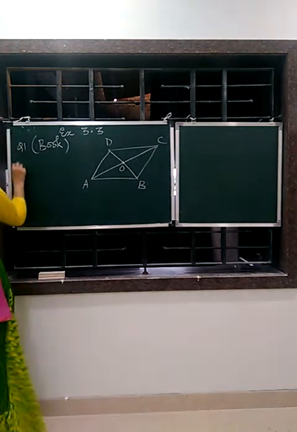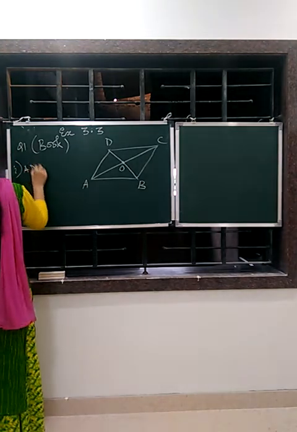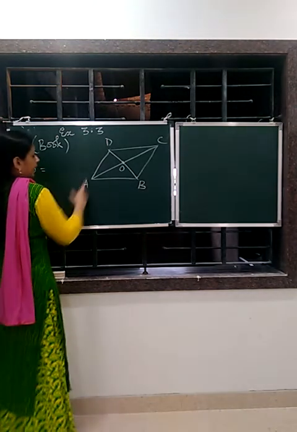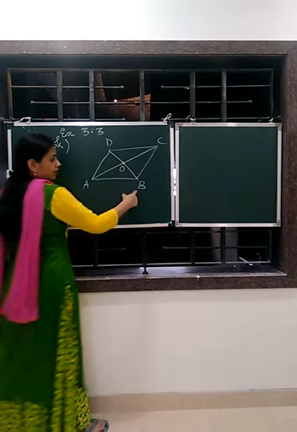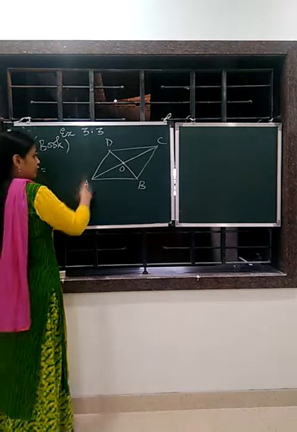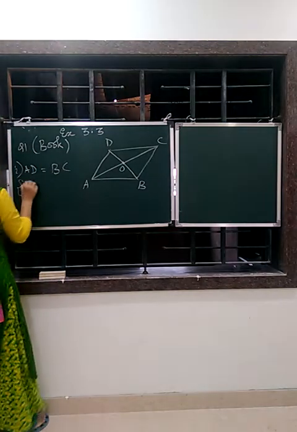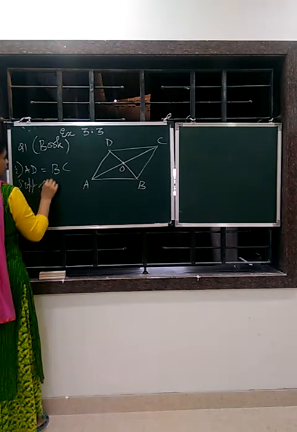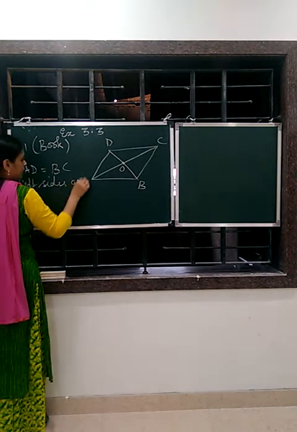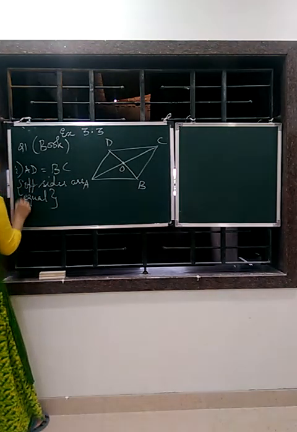Okay. So the first one is AD is equal to what? Opposite sides are equal, so AD is equal to BC. So what is the property used here? Opposite sides are equal.